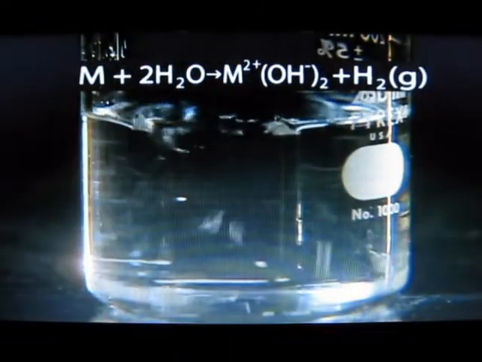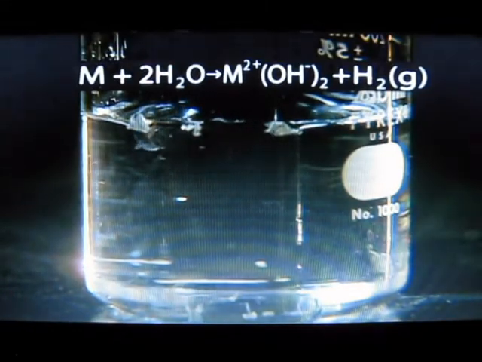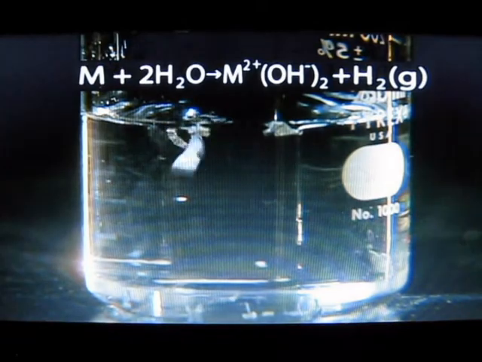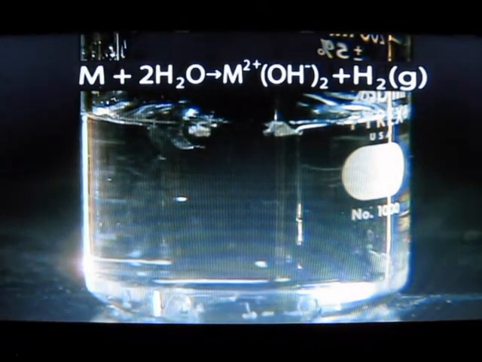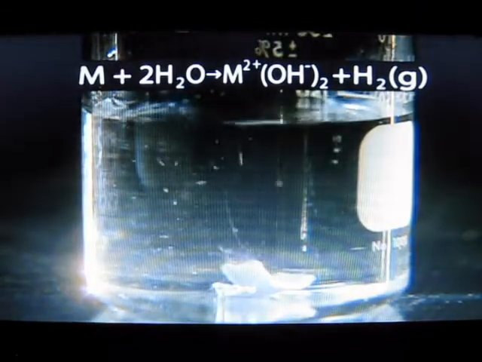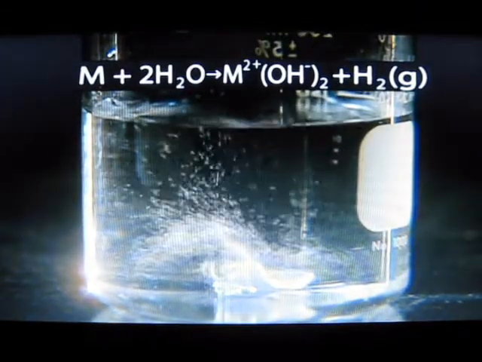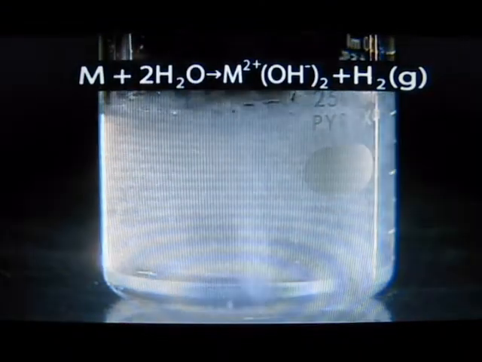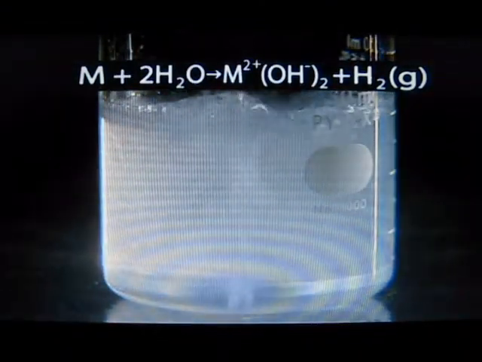Group 2 elements react with water to form hydroxides and hydrogen gas, but much more slowly than the alkali metals. Magnesium reacts very slowly unless steam is used. Calcium is faster. Barium, which has the lowest ionization energy of the three, reacts more vigorously.